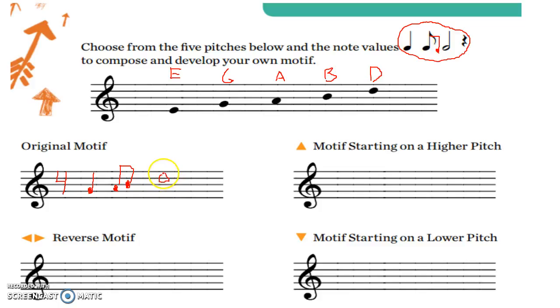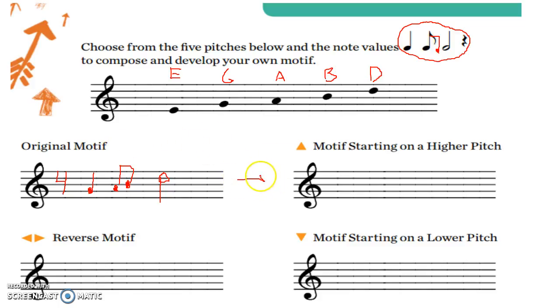Notice I'm being very, very careful. Even though I can't really draw notes too well on this computer, I'm being really careful to make my circle go right around the line if indeed I want a line note. So here's my original idea. Sounds like this. Not too bad. G, A, B, D.